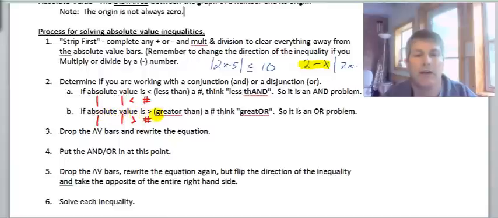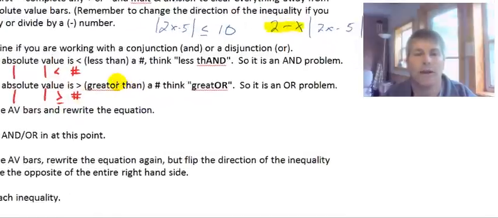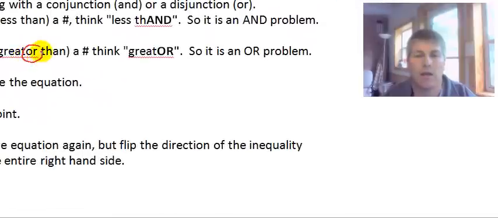If the absolute value is greater than, or greater than or equal to, some number, it's an OR problem. So greater than or equal to is OR, less than or equal to is AND.